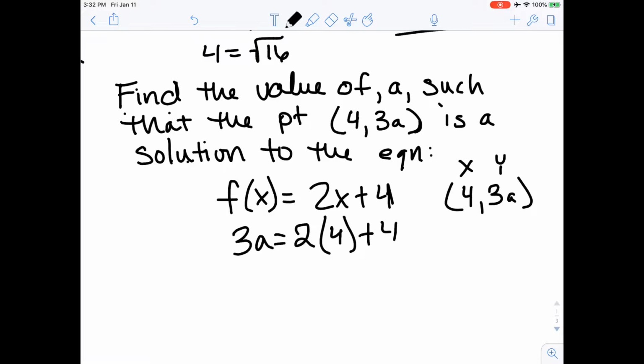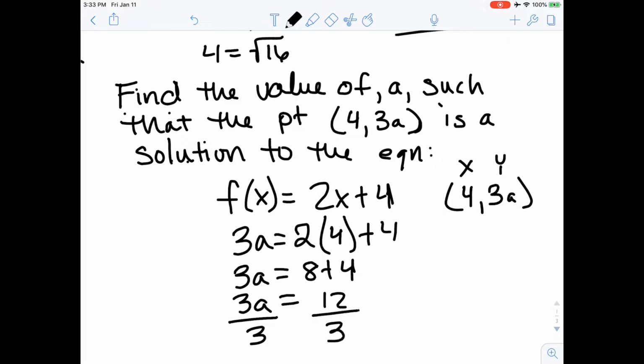You do a little bit of multiplying, so 3a equals 8 plus 4. Now, 8 plus 4 is 12, so 3a equals 12. You divide by 3 and solve for a, which is 4. So there you go. If you plug that in, you would see that the point (4, 12), because 3 times 4 is 12, is a solution to the equation 2x plus 4.